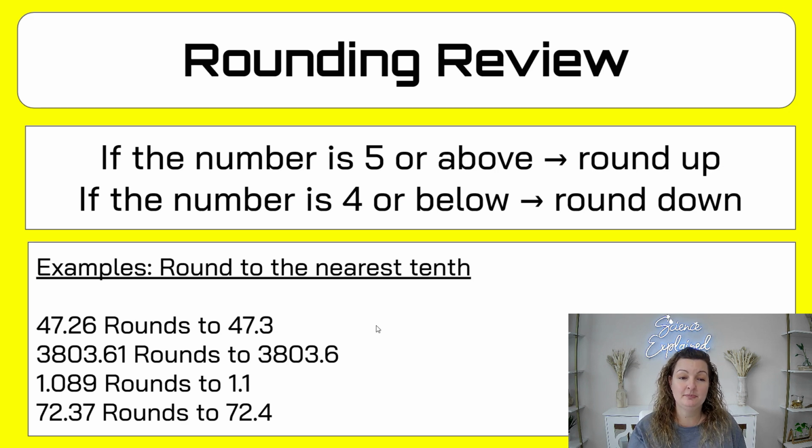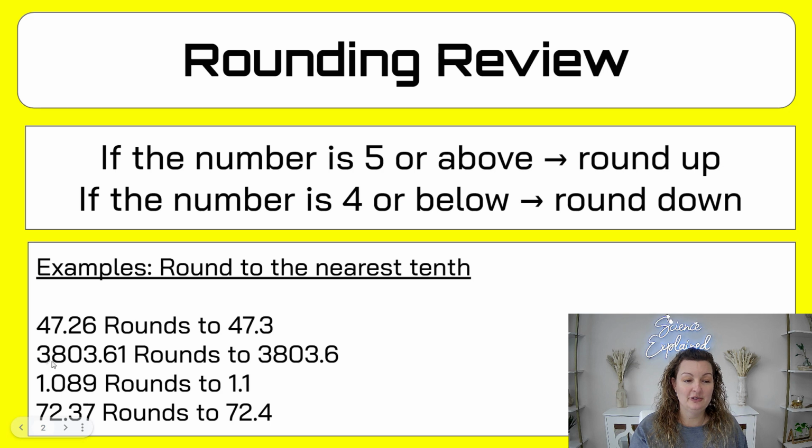So I gave you some examples here if we're rounding to the nearest tenth, okay? Here's the example: 47.26. The nearest tenth is going to be one place after the decimal. And so you're going to be looking at the slot behind it, which is a 6. The 6 is above a 5, so we need to round this 2 up to the 3.